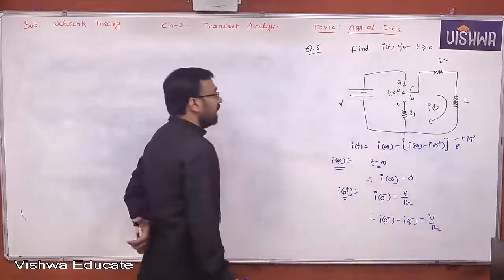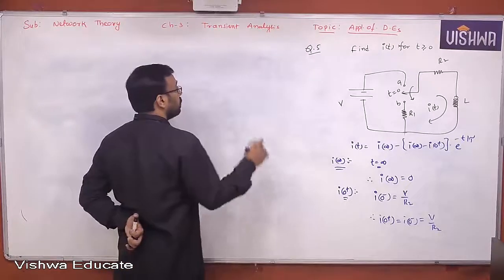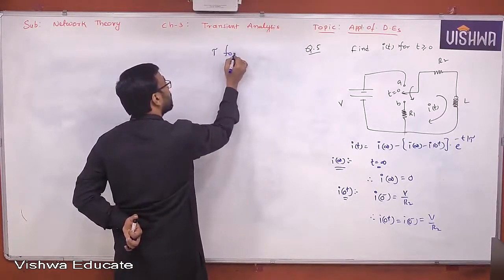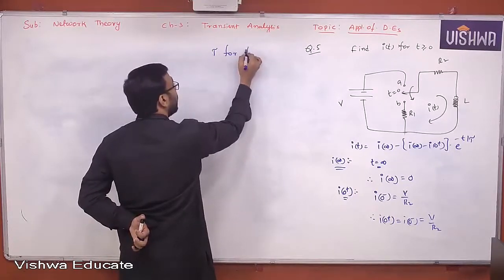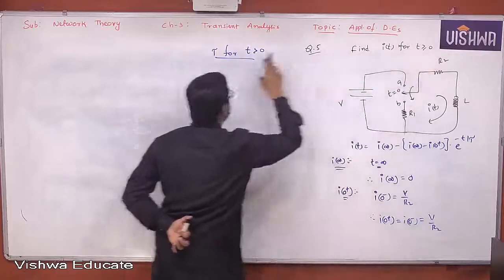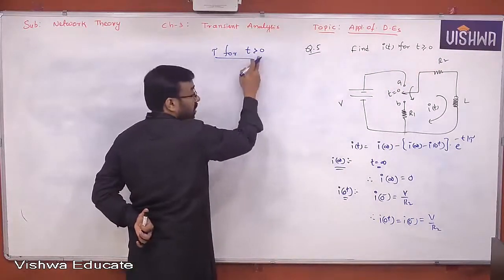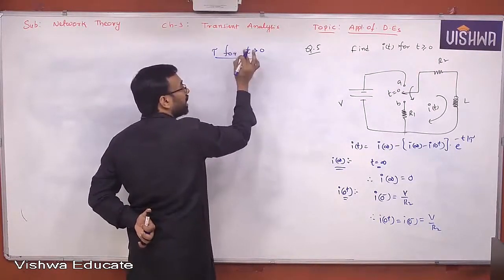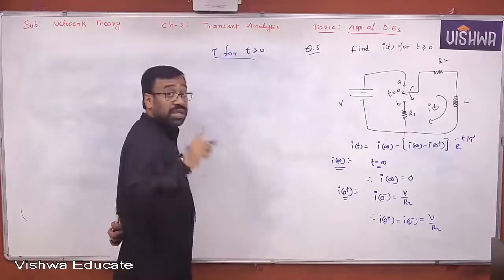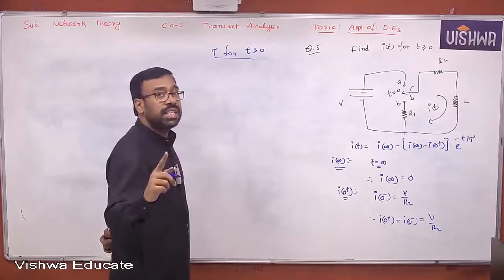Now we need to find even the time constant. The time constant, remember, always you try to write something like this: tau for t greater than 0. The response is for t greater than 0. Therefore, tau should also be calculated for t greater than 0. It is always a good practice to write this. Otherwise, there is a possibility of doing mistakes in the exam, I'm telling you.